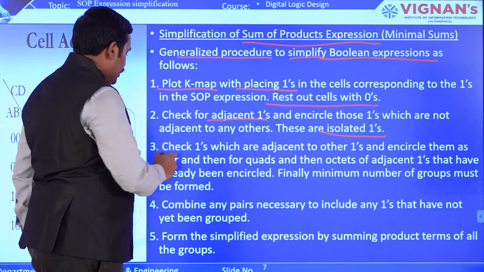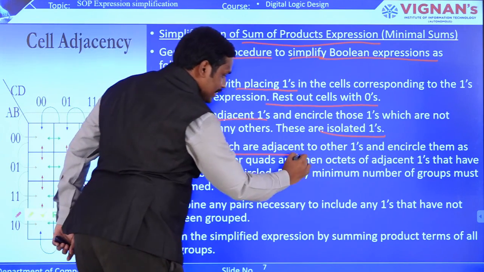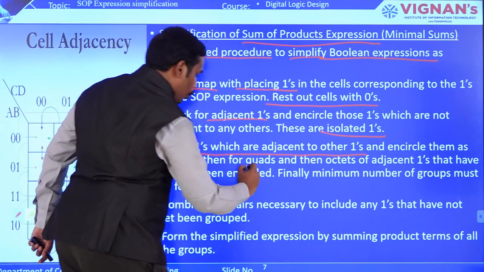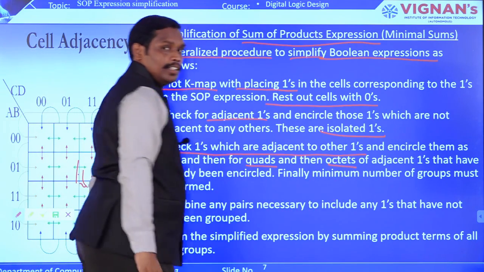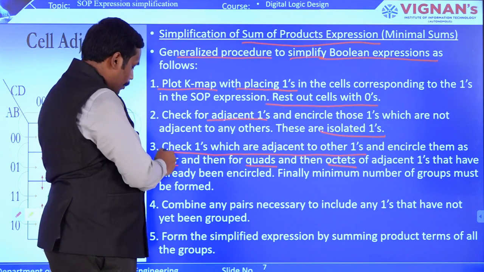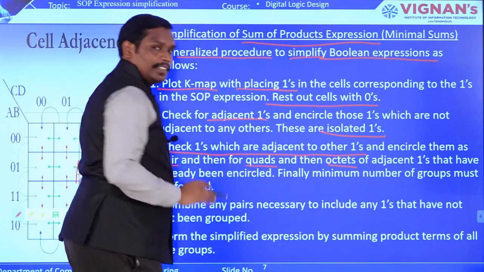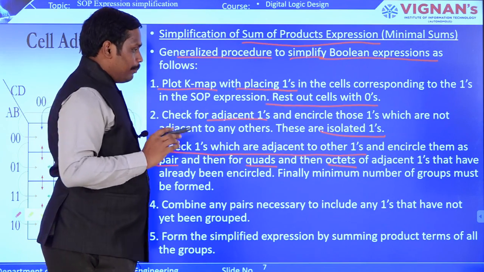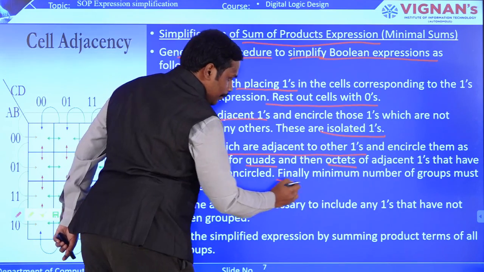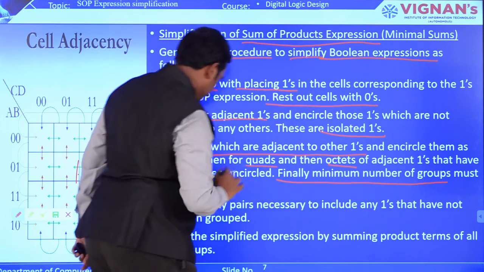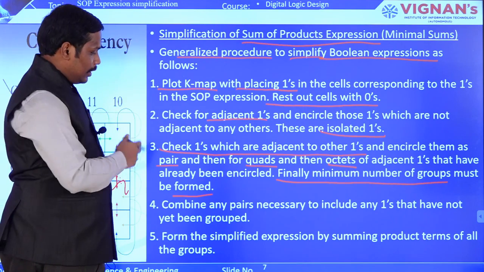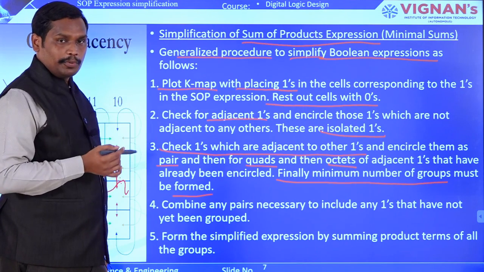Then check for the ones which are adjacent to other ones and encircle them as pairs, quads, and then octets. If there is a group of ones which can form a pair, quad, or octet, just group them. This is how you have to do it. Finally, the important point is that the minimum number of groups must be formed. This is the important criterion that we have to follow.